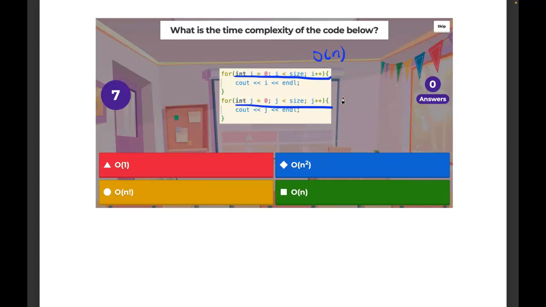In this case, because it's not a nested for loop, it's not O of n squared, so we can just take that out. It's not O of n factorial, and it's not constant time, so it's not O of 1, right? And so we end up with O of n, and the whole reason behind that is because it's not a nested for loop and it's two separate for loops. So yeah, O of n is the right answer.